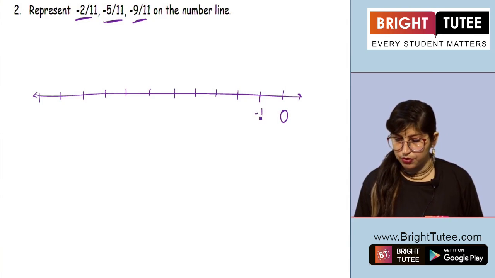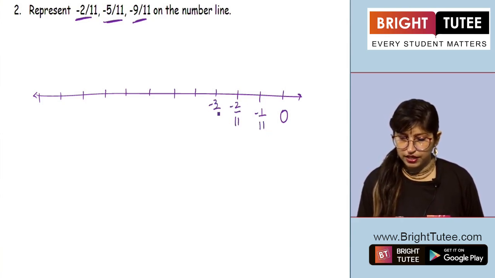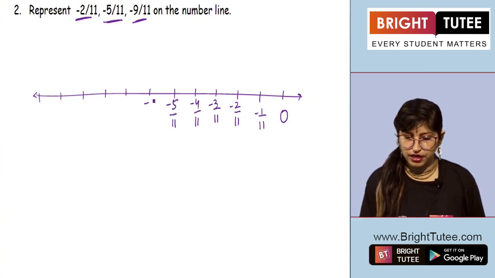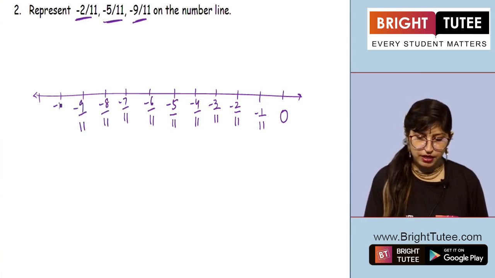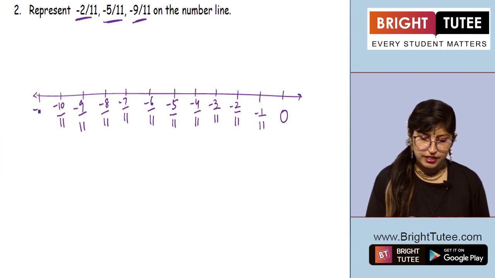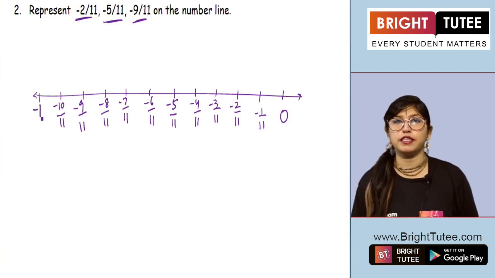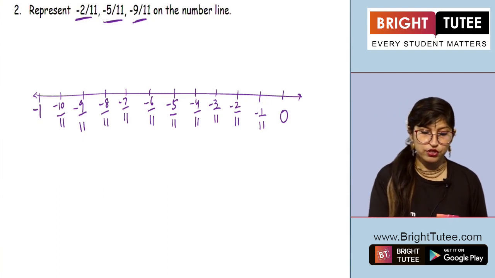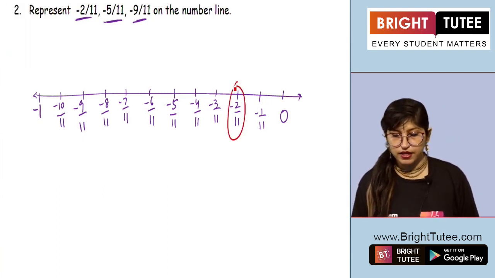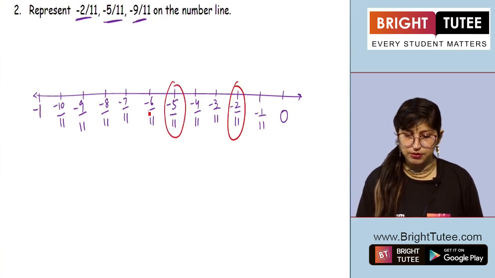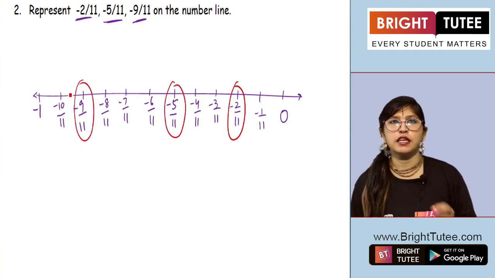The very first part will be minus 1 by 11. Then minus 2 by 11, minus 3 by 11, minus 4 by 11, minus 5 by 11, minus 6 by 11, minus 7 by 11, minus 8 by 11, minus 9 by 11, minus 10 by 11 and minus 1, because there will be minus 11 by 11. So this is minus 2 by 11, this is minus 5 by 11 and this is minus 9 by 11.